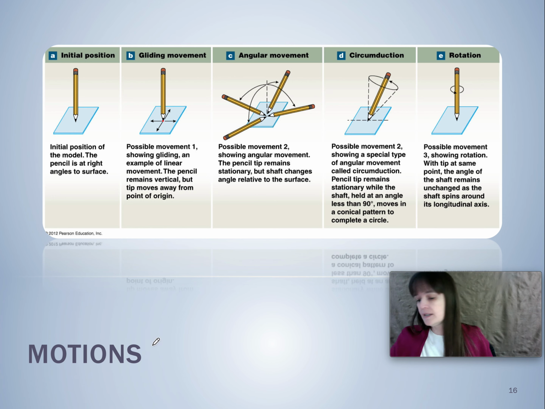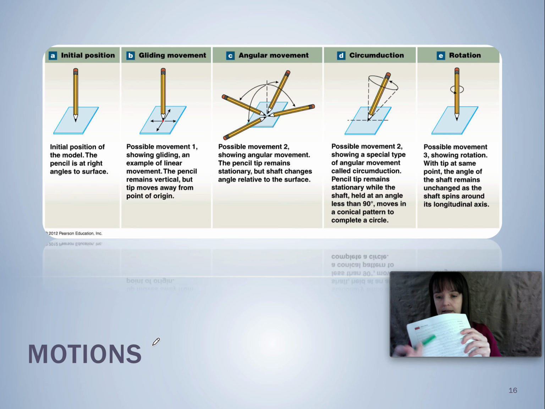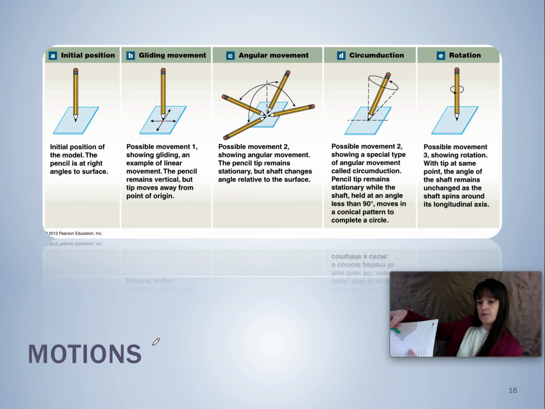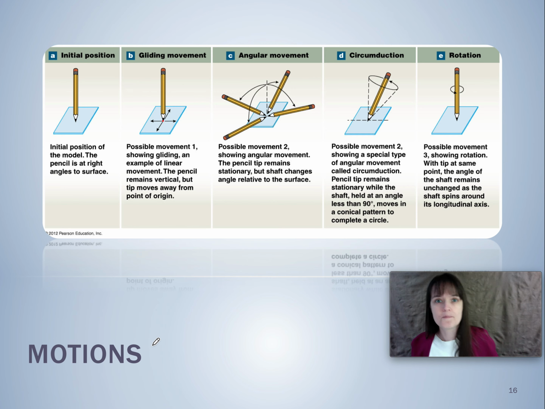Writing is gliding. An angular movement is if you're changing the angle, in this case, to the paper. Circumduction is when you go around a circle, like you do this with your finger or your thumb. And then rotation. That's rotation. Okay, so those are types of movements.